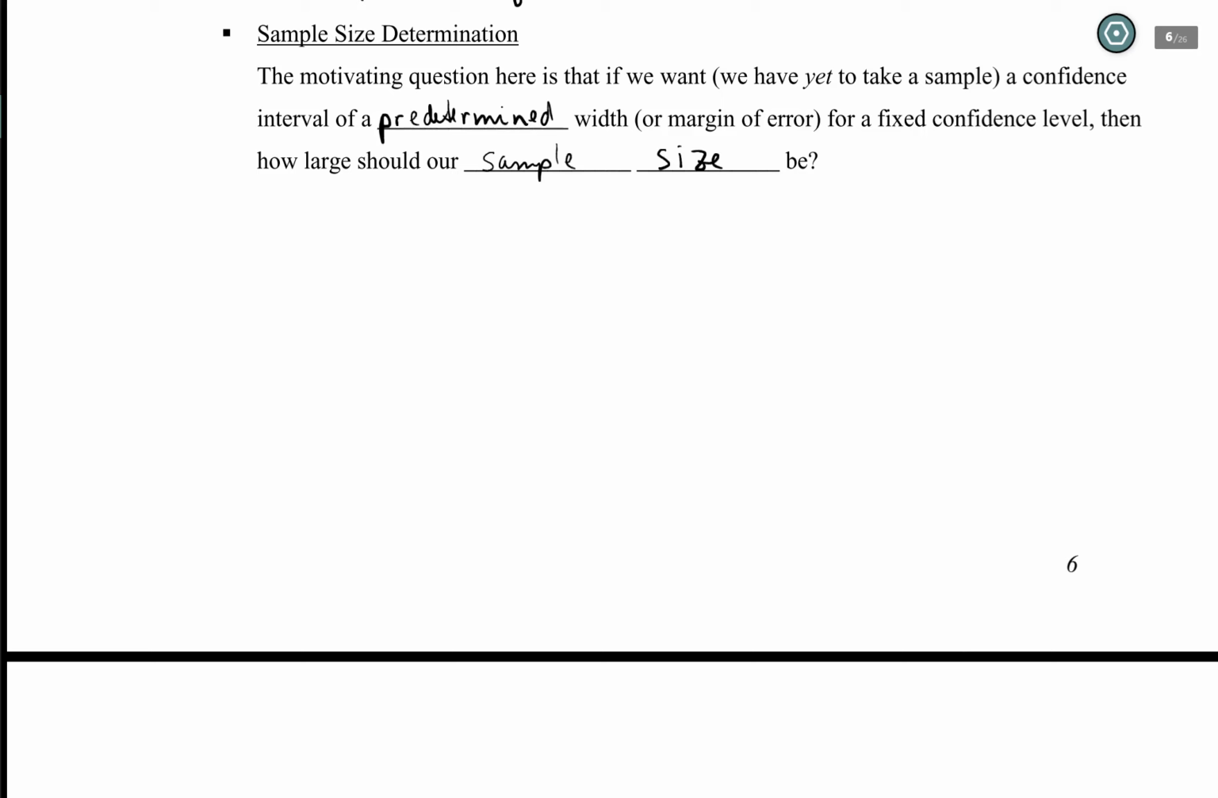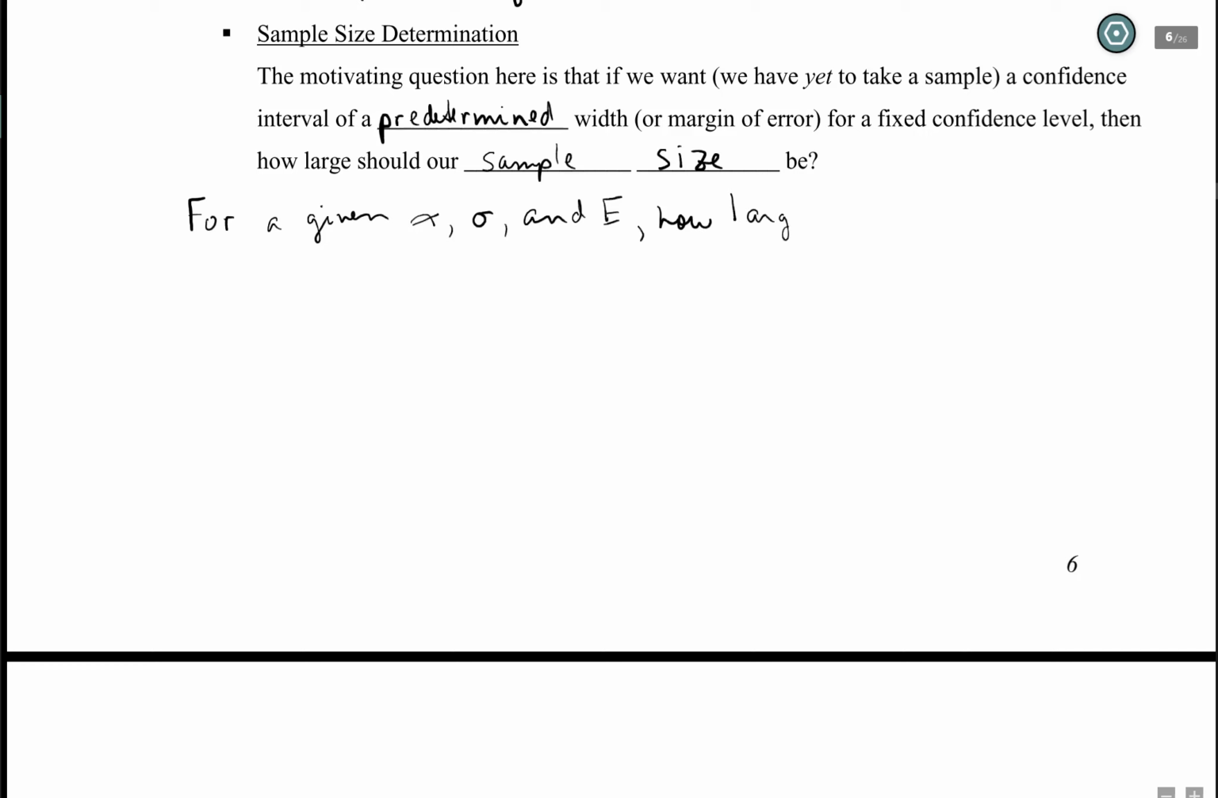So what we're really asking is this question: for a given alpha, which is determined by the confidence level, standard deviation of the population, and margin of error, how large should n be? Well, let's think through here. What do we know about the relationship between alpha, sigma, E, and n? Well, we know this.